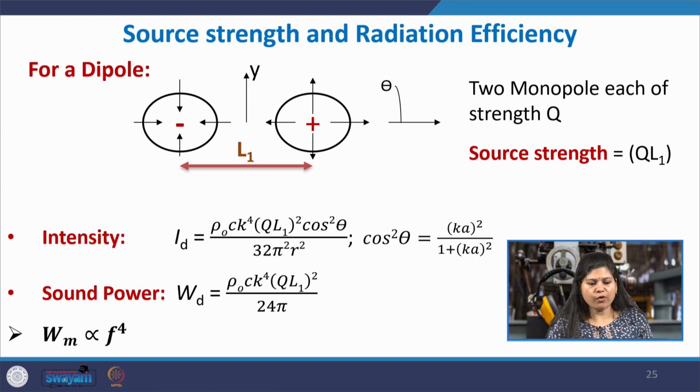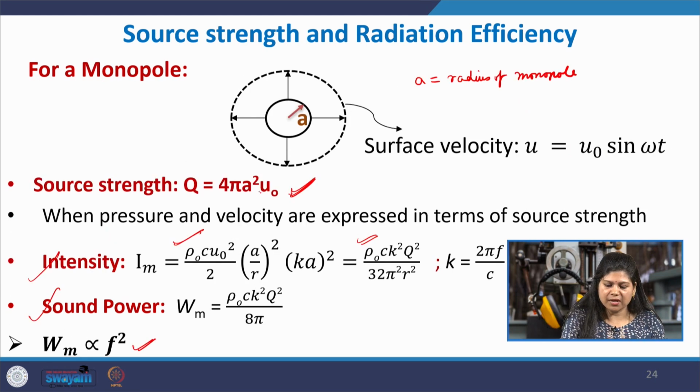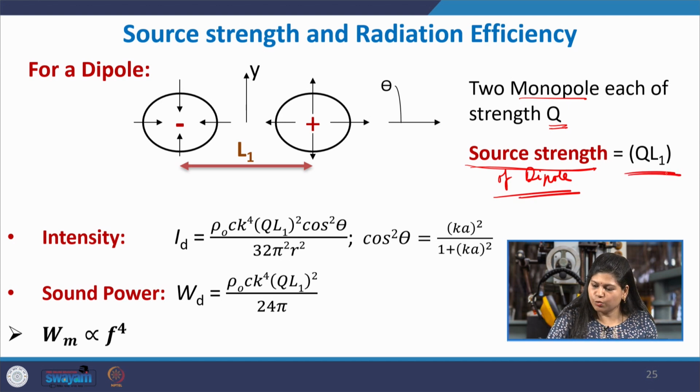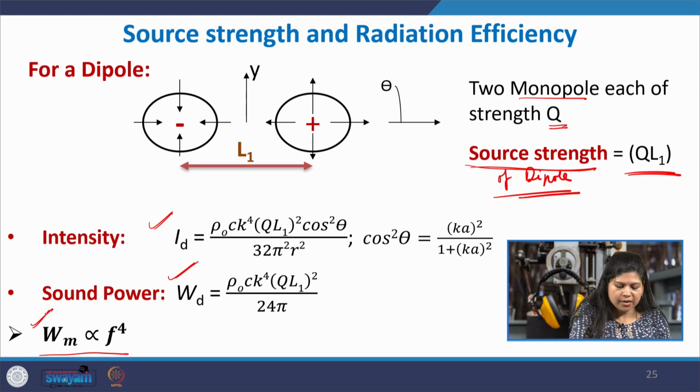Now, this is for an acoustic dipole. It can be considered to be composed of two monopoles, and the strength of each monopole is the same. Q is 4 pi a square, the surface area multiplied by the amplitude of velocity, and they are separated by a distance of L1. Then the source strength of the resultant dipole is given by Q times L1. The intensity is a long expression, and the power directly, and what you see here is that it increases as the fourth power of the frequency.